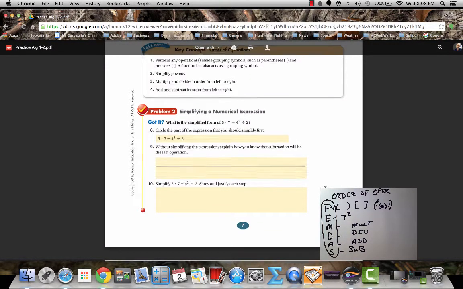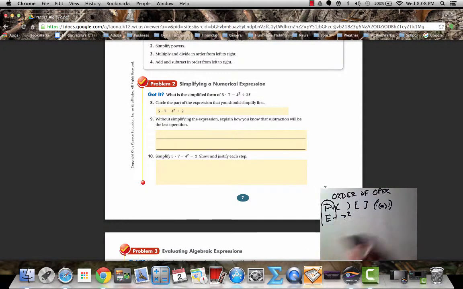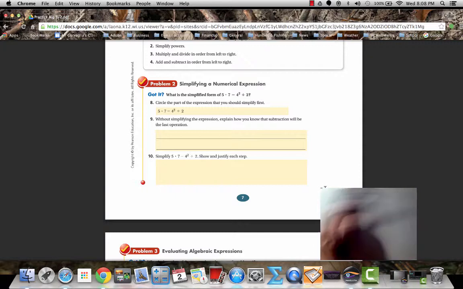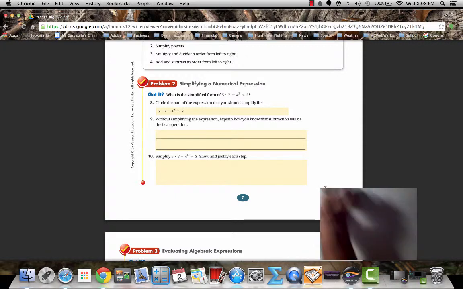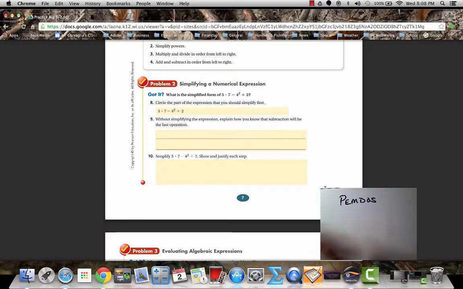Let's take a look at problem number 2 here and see if we can figure out what our PEMDAS is for this one. So I'm going to write PEMDAS at the top. Oh, it's an A. PEMDAS at the top. And I'm going to simplify 5 times 7 minus 4 squared divided by 2.